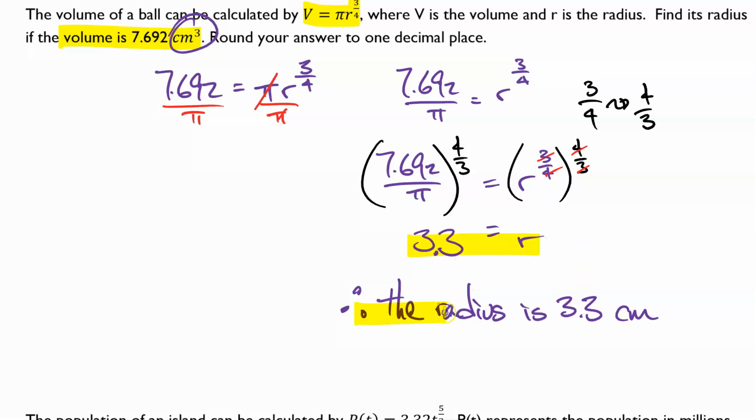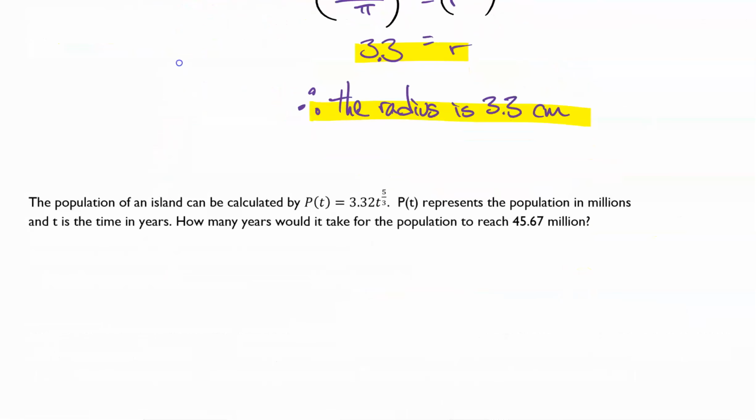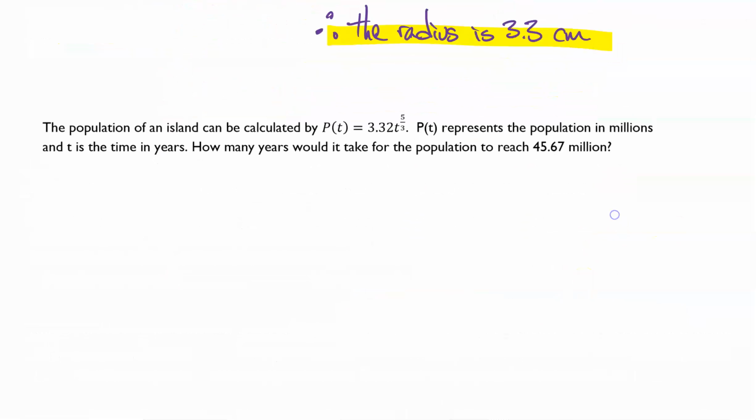Okay, getting it? Hopefully you are. Let's talk about one more. It says the population of an island can be calculated by P(t) = 3.32t^5.3. Okay, and P(t) represents the population in millions, and t is the time in years that pass by. So how many years would it take for the population to hit 45.67 million people?